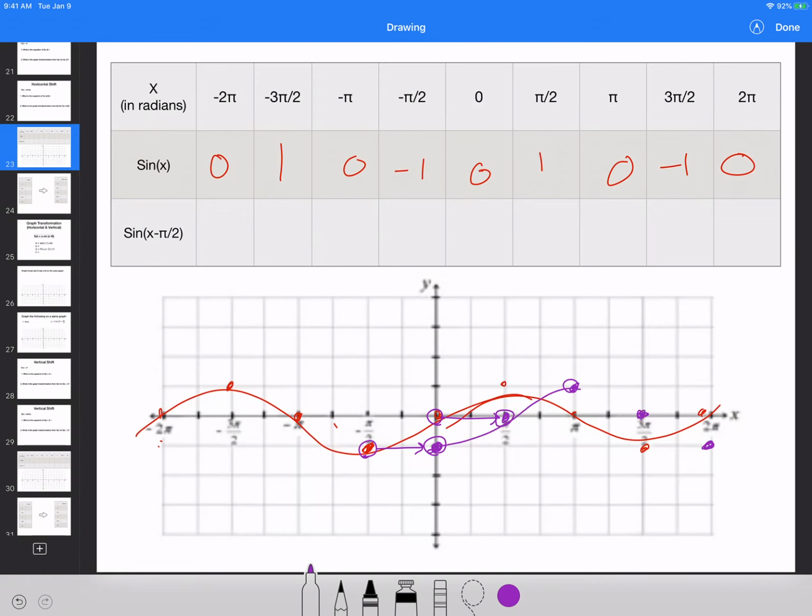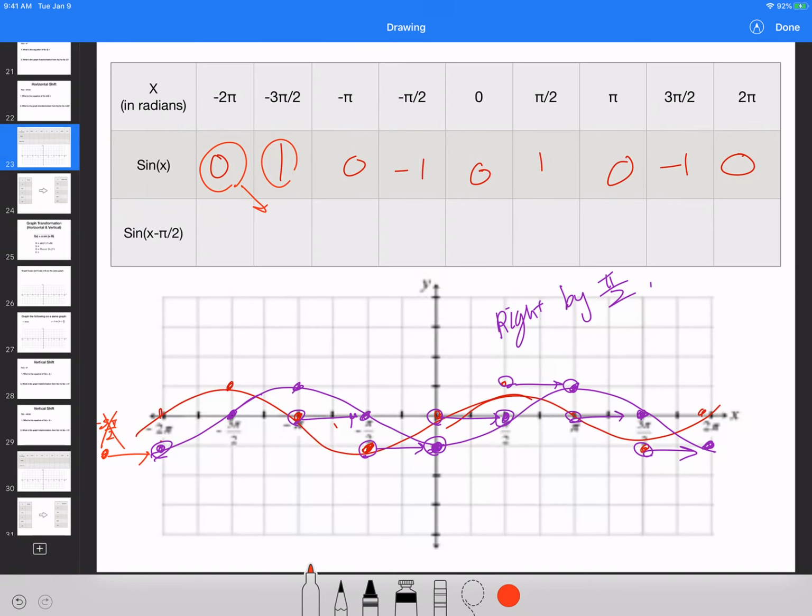So my graph will look like this, and you will essentially be able to see how every single point from the red moved to the purple by moving it to the right by pi over 2. That's what it's going to be. Then this point would move to the right, move to the right, move to the right. So my graph will look like this. Of course, if I were to finish up, that point right there will be the result of this point moving to the right, which will end up at 5 pi over 2, negative 5 pi over 2, which you don't have to consider. But that's what's going to happen. So all of these values move to the right by pi over 2.